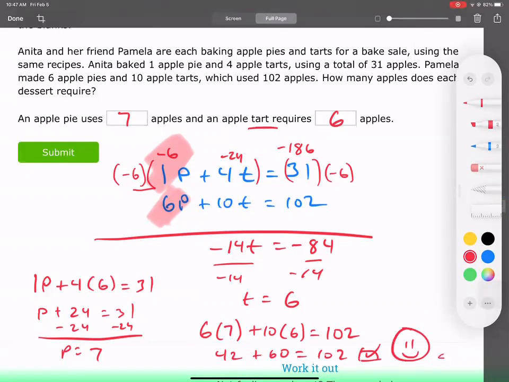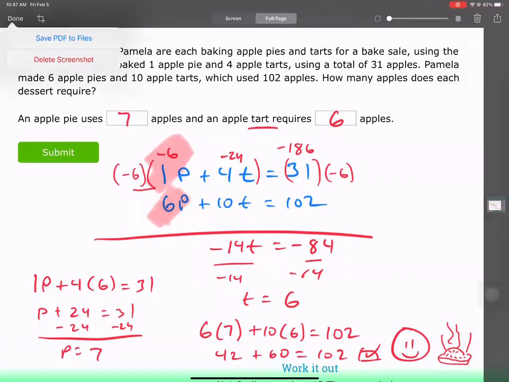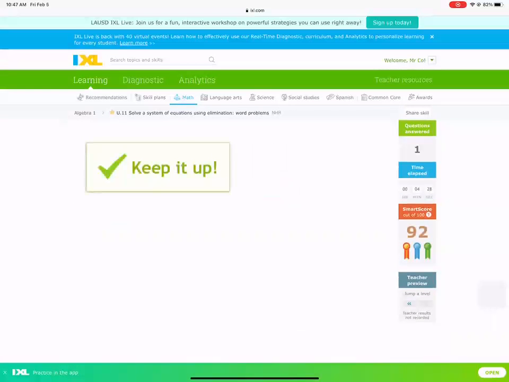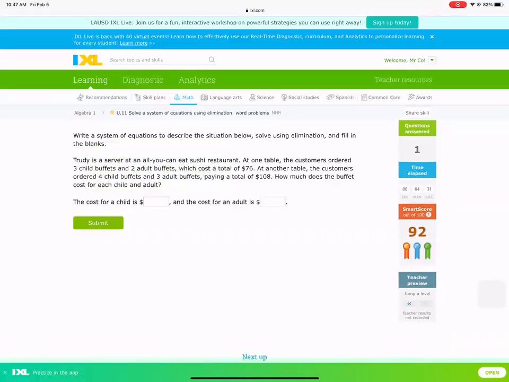Why are we happy? Because we got some pie going on. Anyone ever make apple pie before? We have 7 and we have 6. Yeah? It tastes so much better than when you buy it, right? Homemade apple pie is so much yummier.